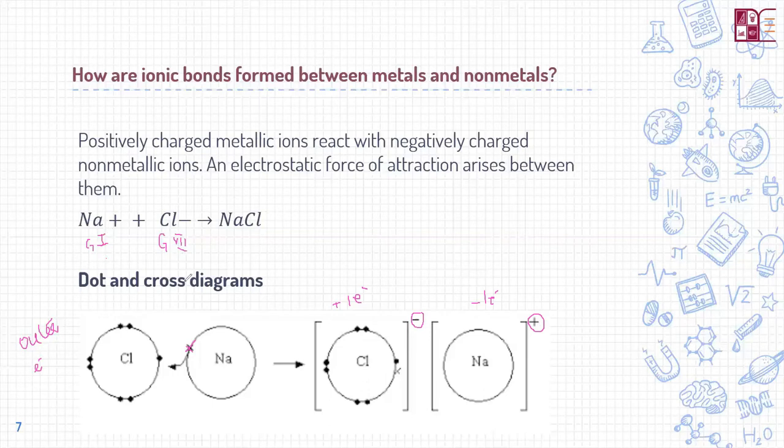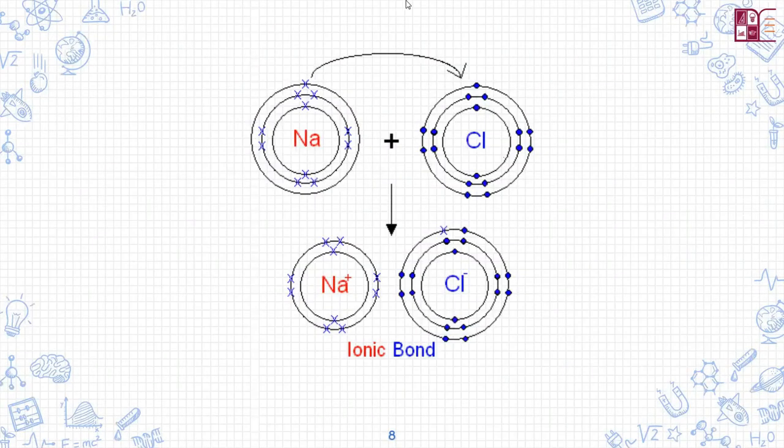Because of this development of the ions, there is going to be an electrostatic force of attraction, which is why these positive and negative charges attract towards each other. So there's going to be an electrostatic force of attraction, and they both are going to create an ionic bond.